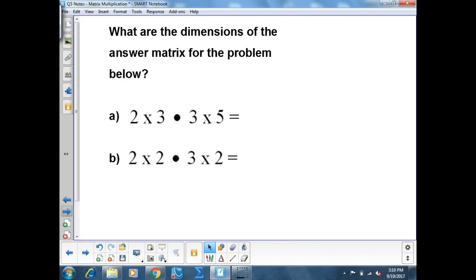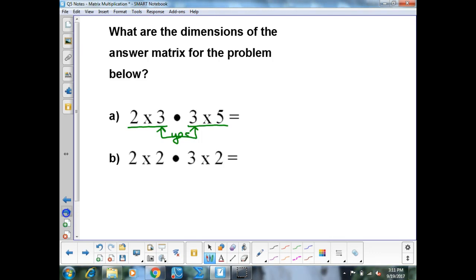So let's just make sure we get an understanding about the dimensions before we move on. Is it possible to multiply a 2 by 3 matrix with a 3 by 5 matrix? And as long as these values are equal, then it is possible. And the size of the answer or the resultant matrix will be a 2 by 5.